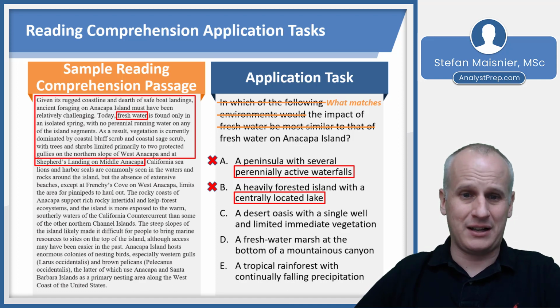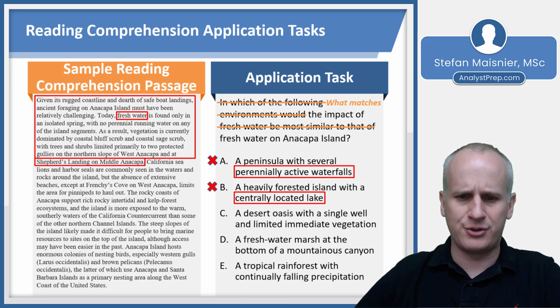We know that there was a limited amount of trees on Anacapa. Now, choice C, a desert oasis with a single well and limited immediate vegetation. Well, this actually matches, but it's based on the concept of what the fresh water is doing, as opposed to just going, oh, I've got to match an island to an island.